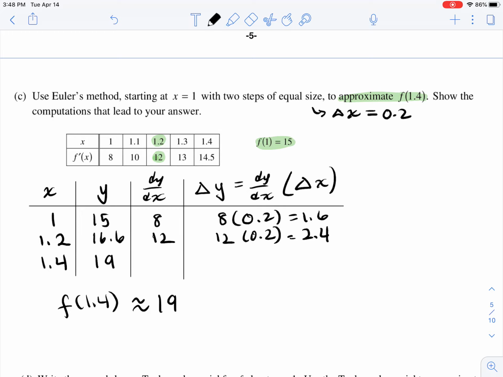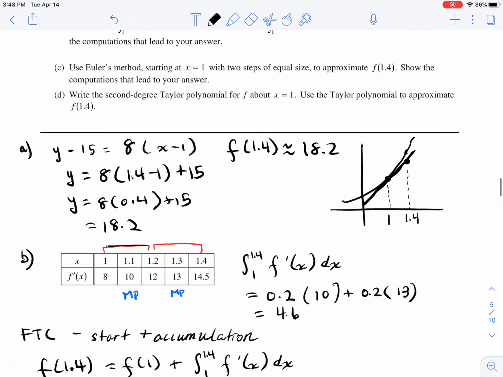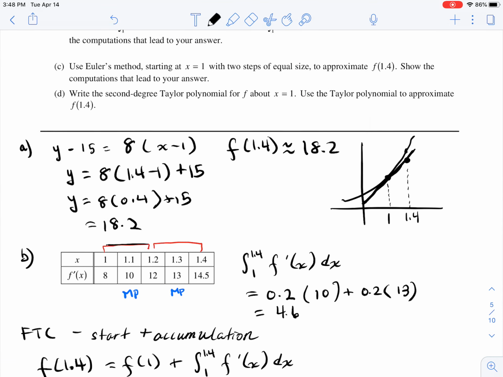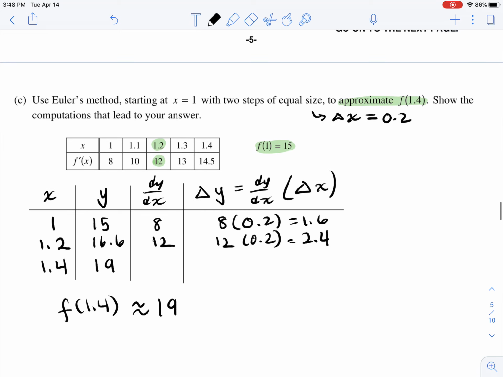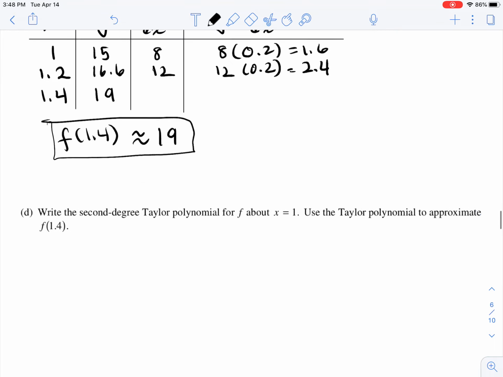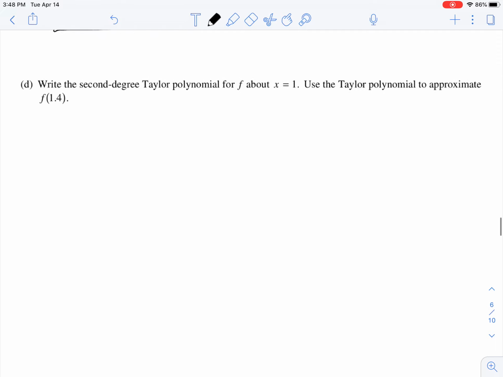Okay? Take a moment and keep track of your approximations so far. Using local linearization, we saw that our approximation was approximately 18.2. Using the fundamental theorem of calculus and Riemann sums, we saw that was approximately 19.6. Using Euler's method, it's approximately 19. We're approximating f of 1.4. And our final way of approximating this would be to use a Taylor polynomial.